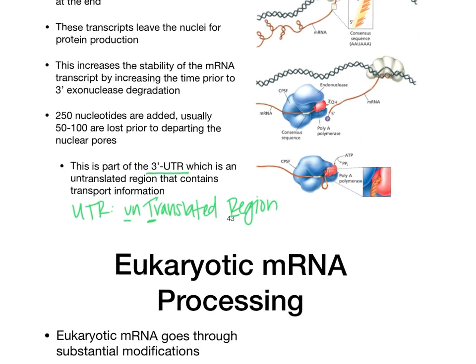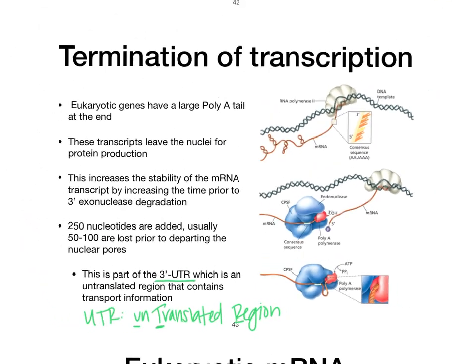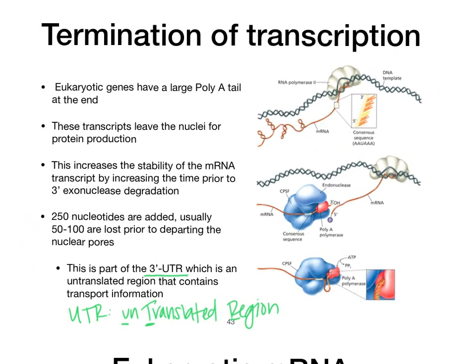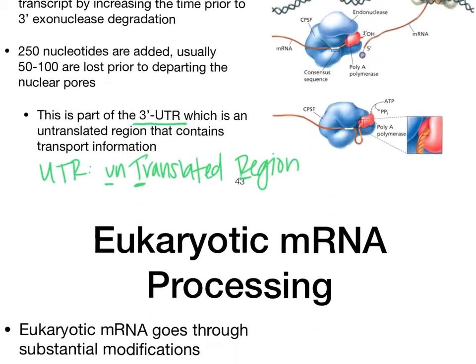So these are things that are outside of the gene of interest. We've talked about the start codon and the stop codon. This is on the end after the stop codon. In this case, we have a relatively large, roughly 250 nucleotides, untranslated region. A lot of that's going to be lost prior to the departure from the nucleus.